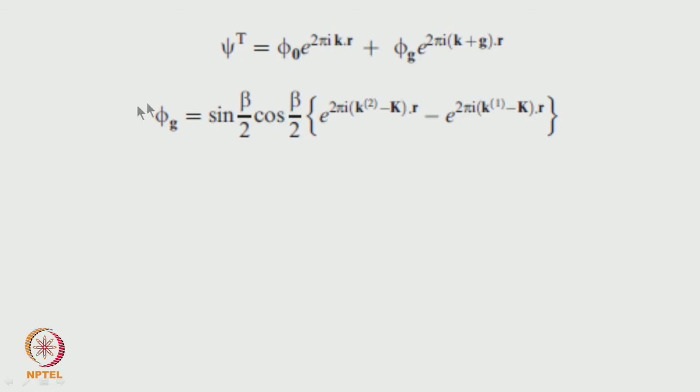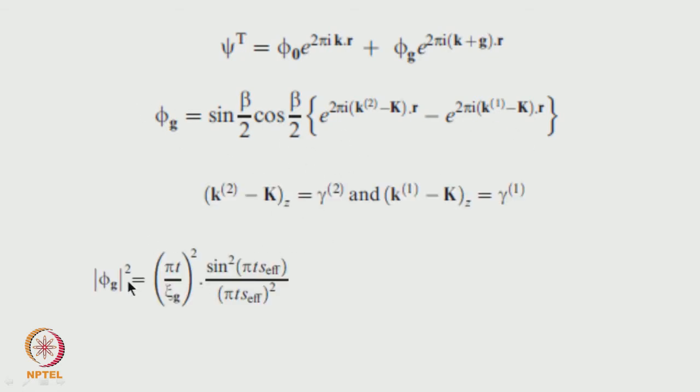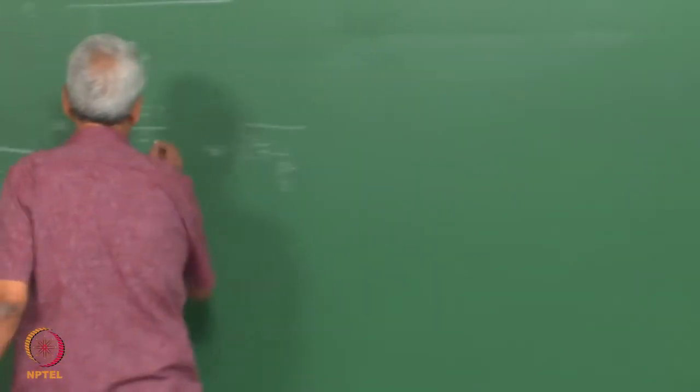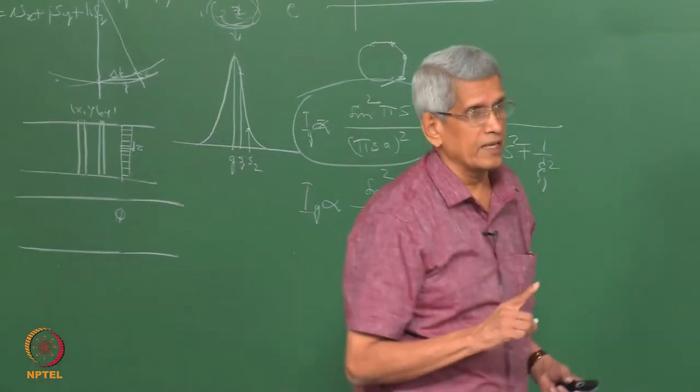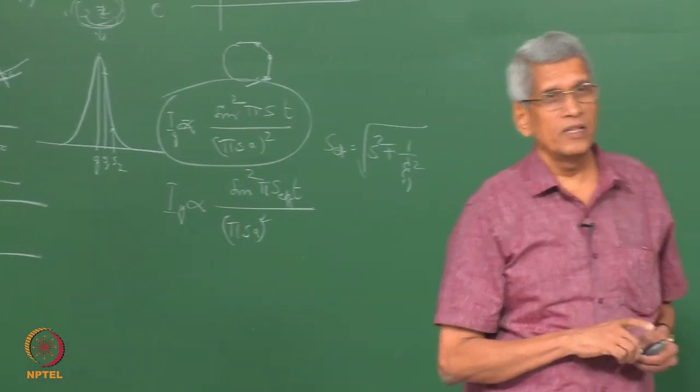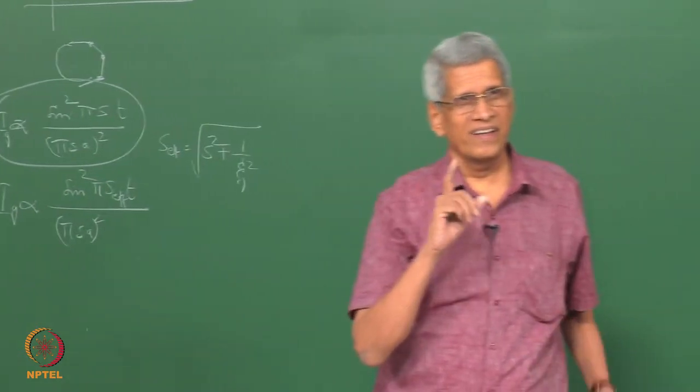When this phi g is derived, this is the sort of expression which comes. Finally, it turns out that phi g squared is equal to (pi t by psi g) the whole squared, into sin squared of pi t S effective, divided by this factor. This expression, if you see it, is very similar to the expression for the kinematical theory, correct, but the meaning of the terms is quite different.